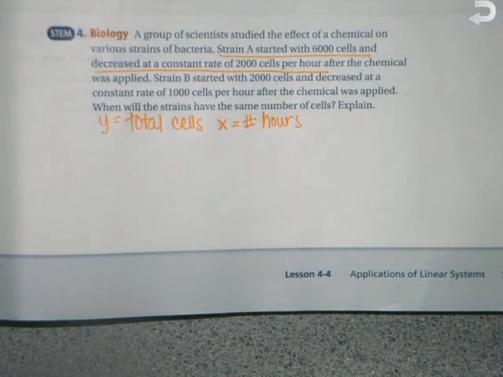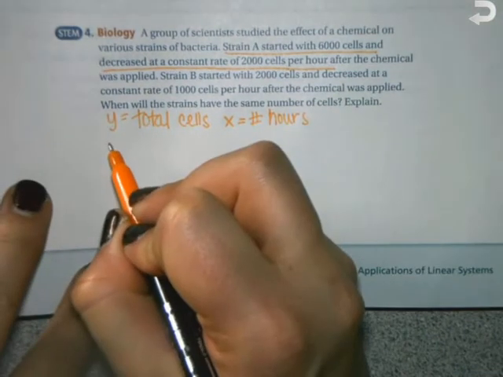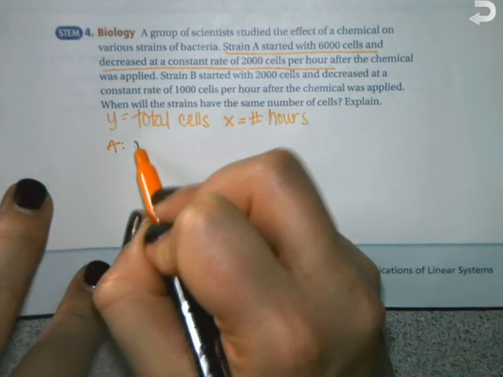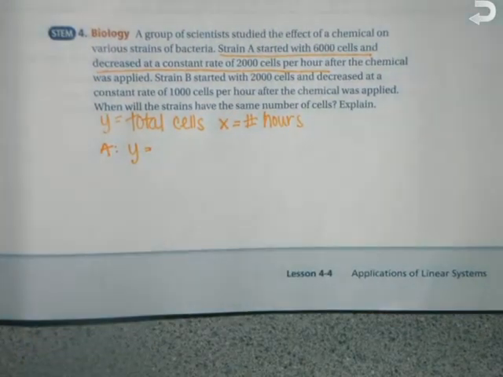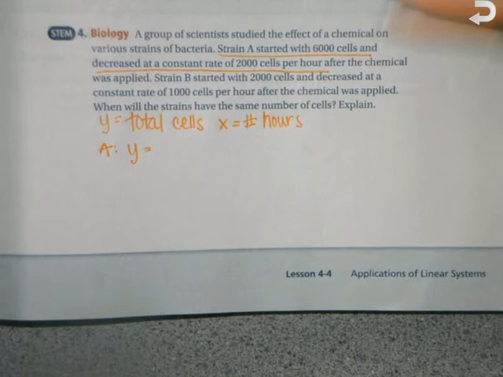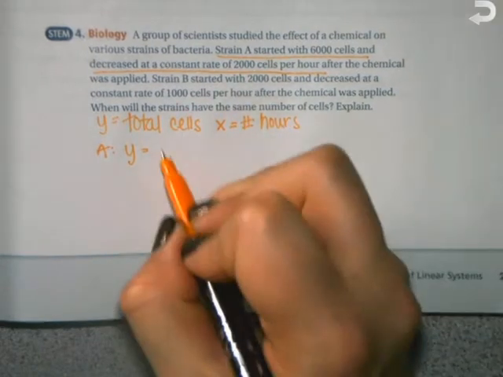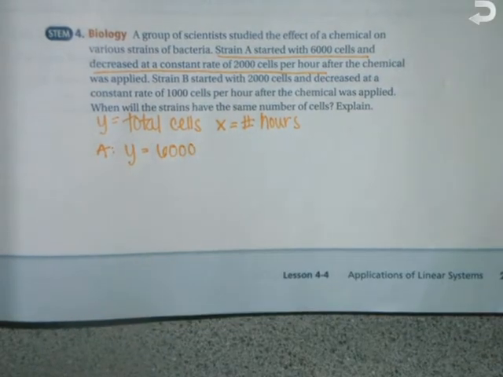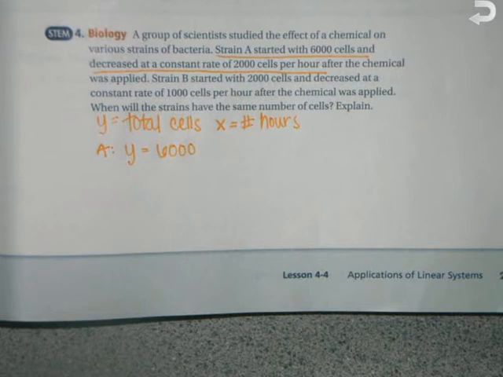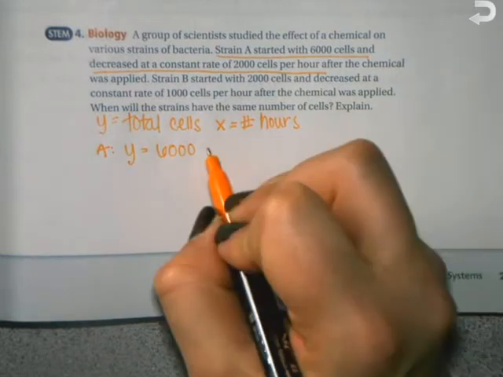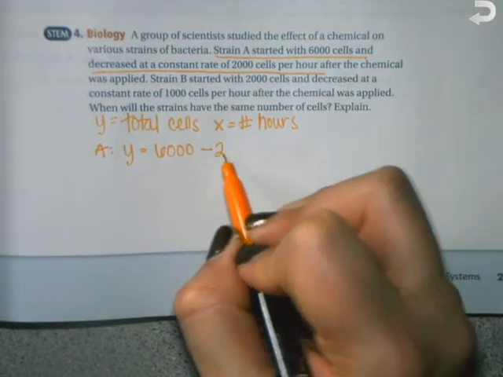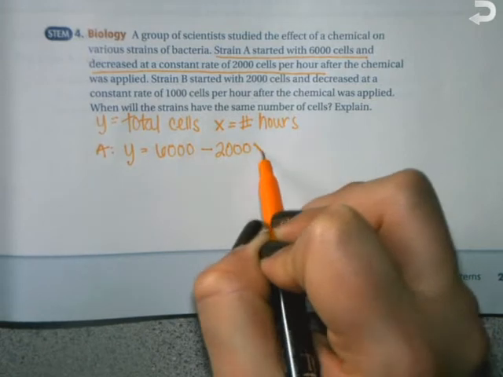So before I even read the next sentence, let's write an equation for strain A. So for strain A, our total number of cells is going to end up being, how many did we start with? 6,000. And if we are decreasing at a constant rate, what are we going to do? Subtract 2,000 cells per hour. So 2,000x.